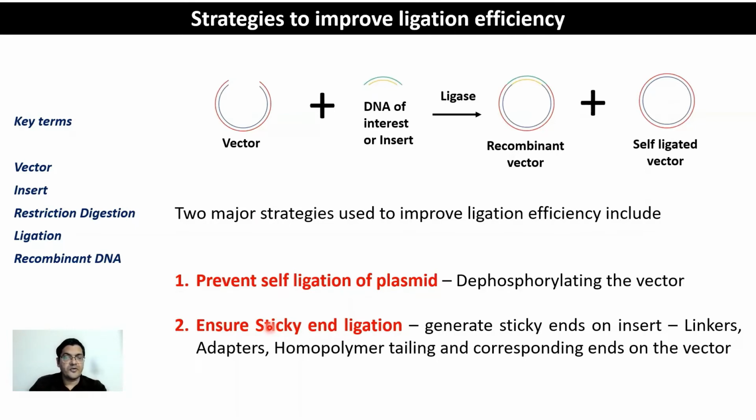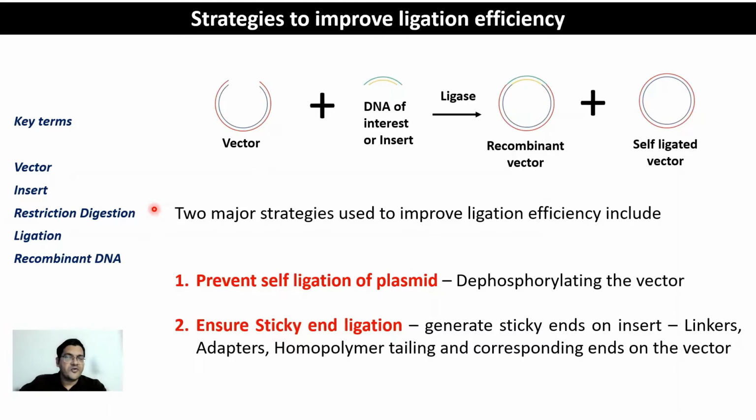And then, of course, the job of DNA ligase becomes easy because the molecule is already stabilized. All it needs to do is to form a phosphodiester bond. So key terms here, vector and insert, we've already discussed enough, so we'll not discuss them. Restriction digestion, we have had a complete lecture on this in the previous series. So restriction digestion, I've told you, is brought about by restriction enzymes.